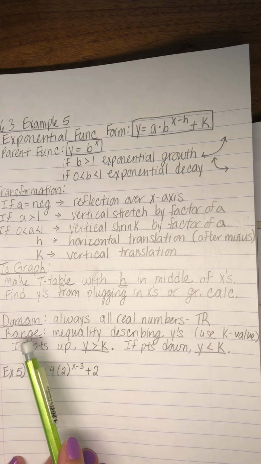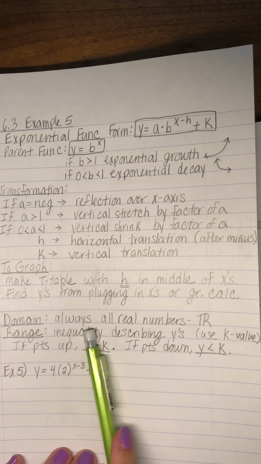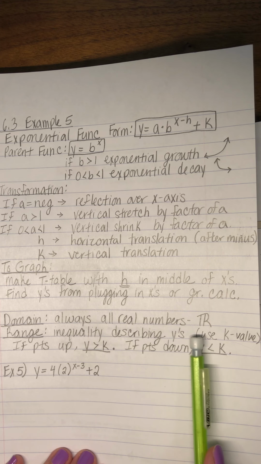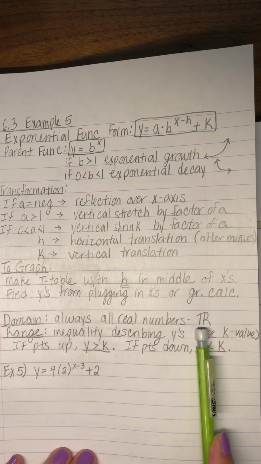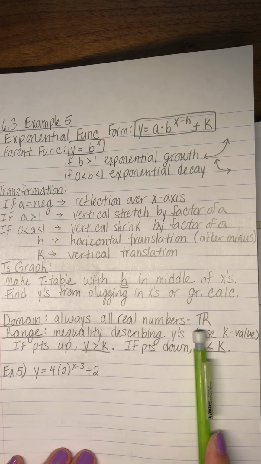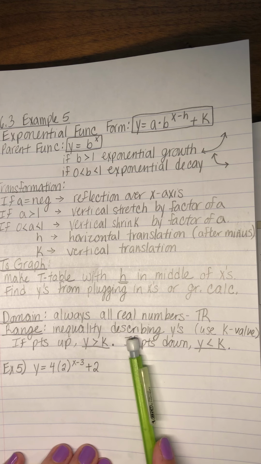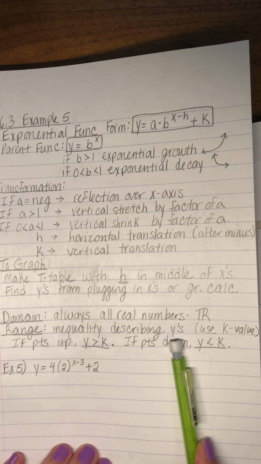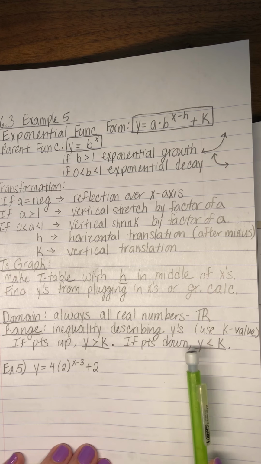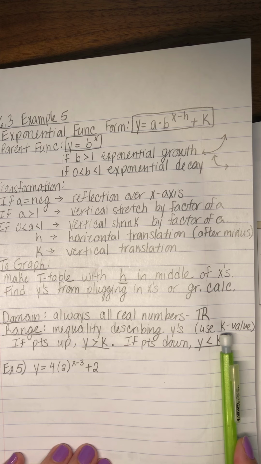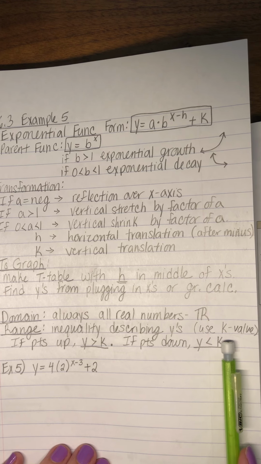We can also describe the domain and range. Our domain is always going to be all real numbers no matter what. You can also use this symbol for all real numbers, this double block R. And our range is going to depend. It's going to be an inequality describing the y's. And when we do this, the y values are going to change based on our k value in our equation. So make sure you look out for that k value.